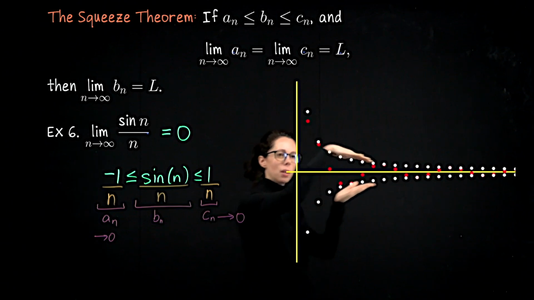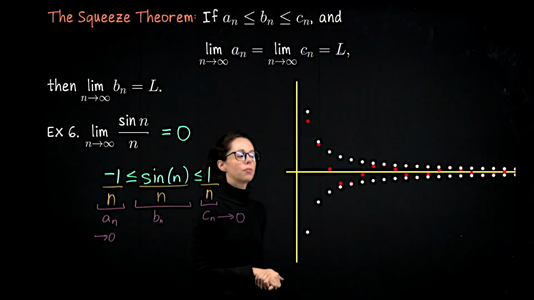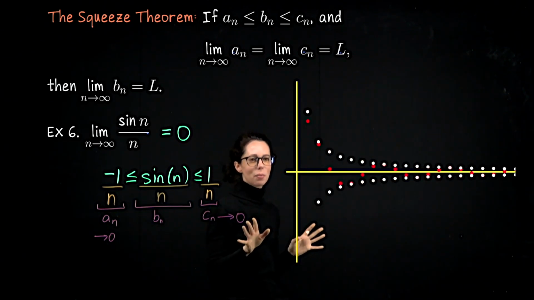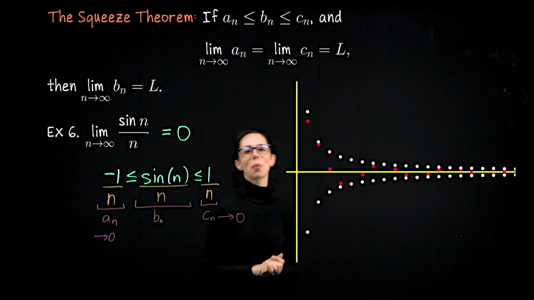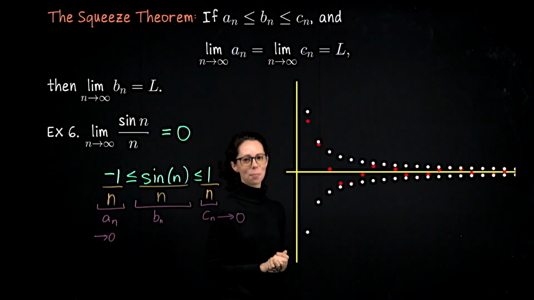So since the top and bottom are going to 0 as n goes to infinity, sine of n over n is being sandwiched to 0 as well. So this is a nice application of the squeeze theorem.